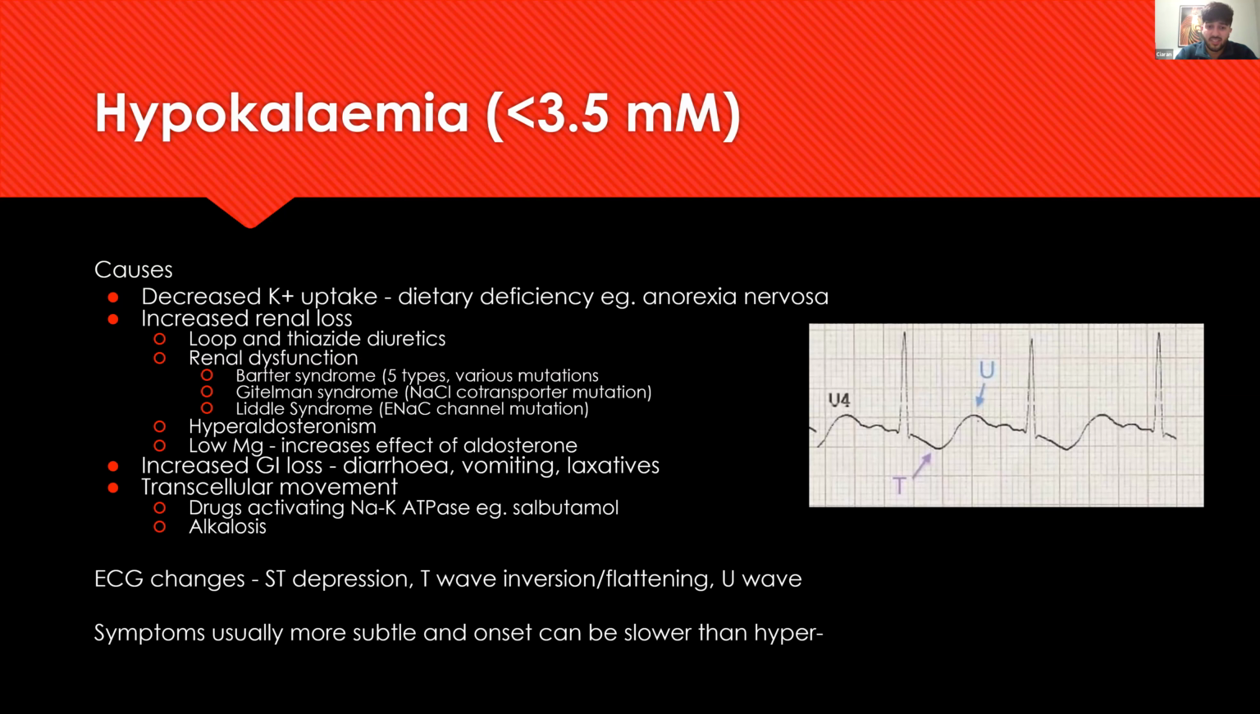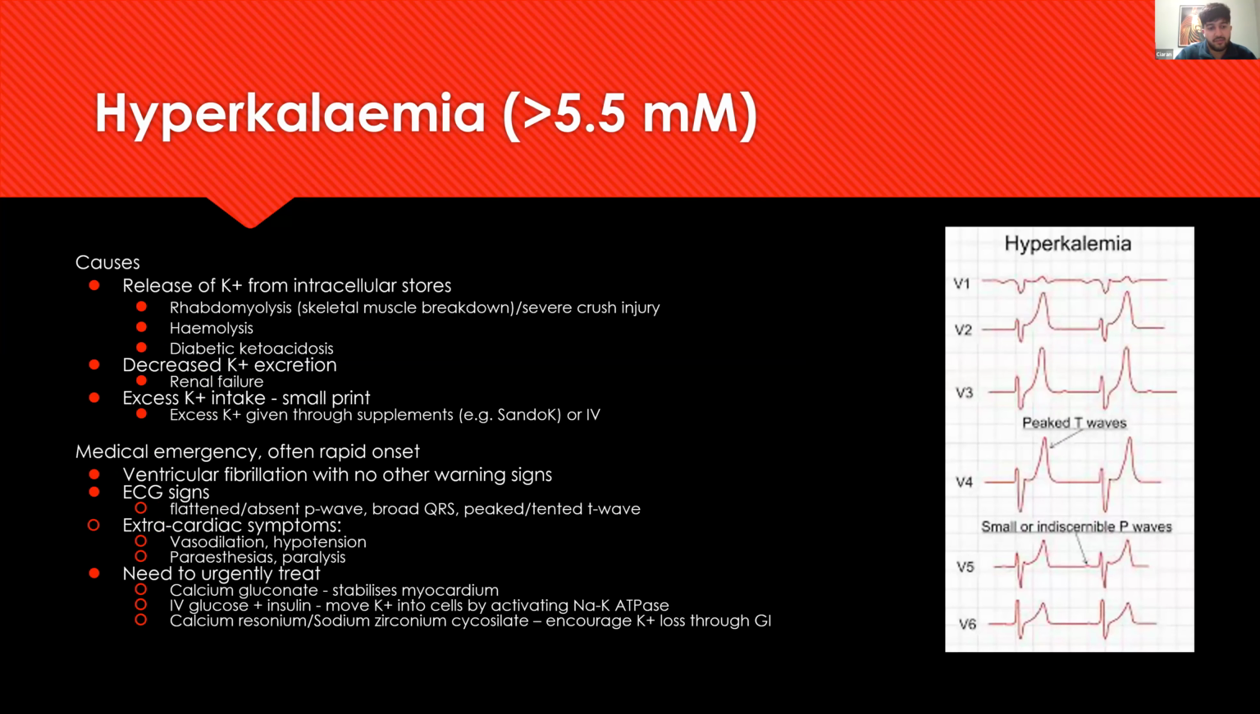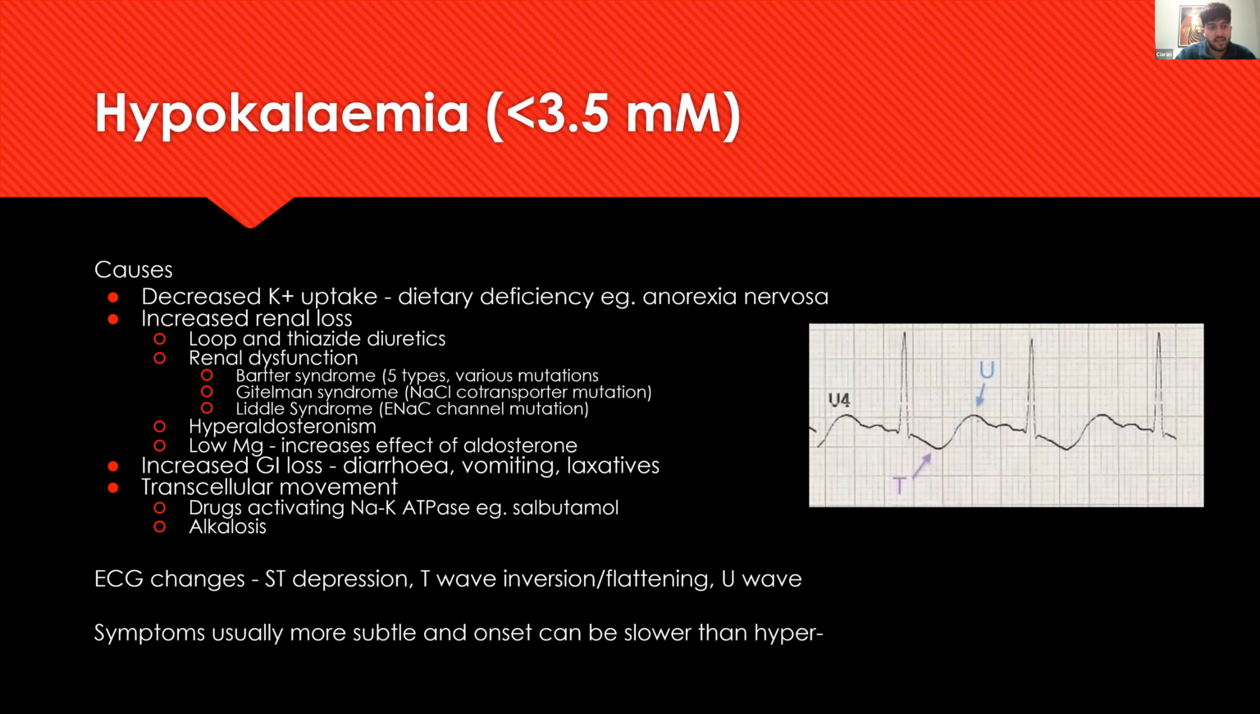This causes some arrhythmias. So we get ECG changes such as ST depression, T-wave inversion, and the presence of a U wave. You can see the T wave here is inverted, and then we've also got this extra wave after the T wave, known as a U wave. This is a generalization, but the symptoms of hypokalemia can be a bit more subtle than those for hyperkalemia, which can onset a lot more rapidly.